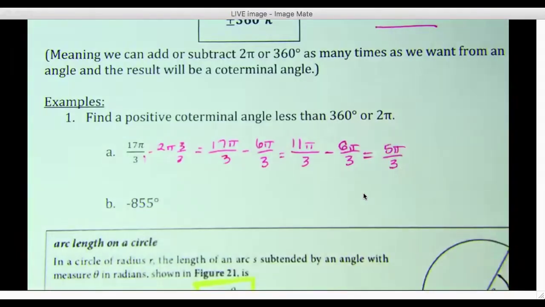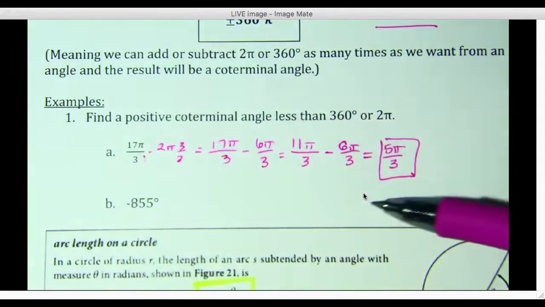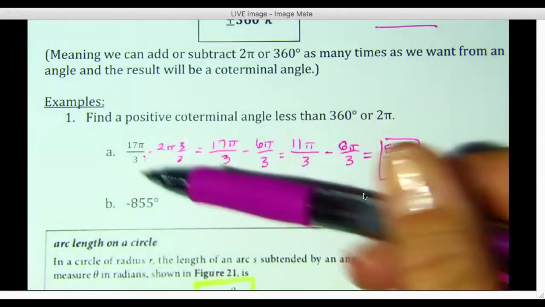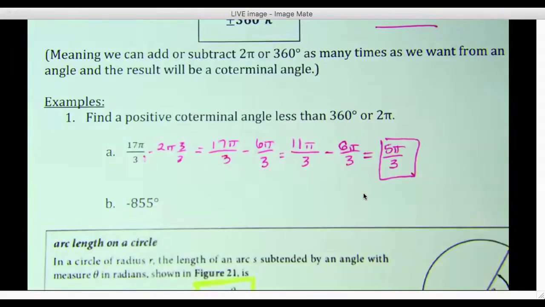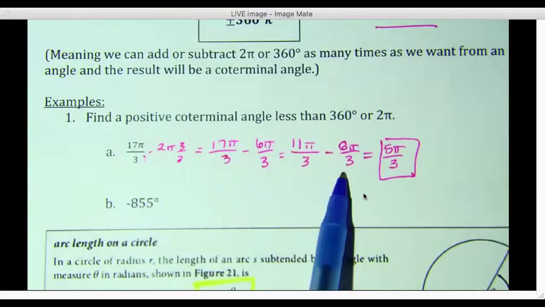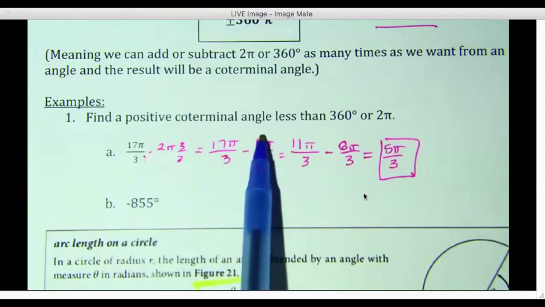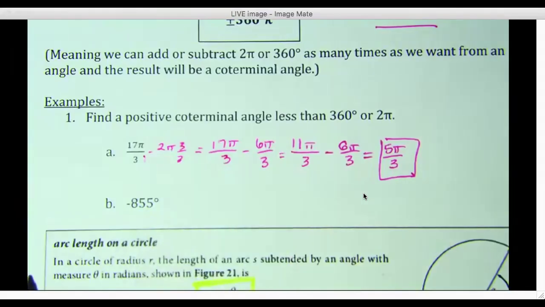5 divided by 3 is 1.7. That is less than 2 pi. And this is an angle on the unit circle. And so this is now a positive coterminal angle to 17 pi over 3 that is less than 2 pi. So we subtracted 2 pi in those situations here. And if you had noticed that you were going to need to do it more than once, you could have subtracted from the very get-go by 4 pi instead of 2 pi.